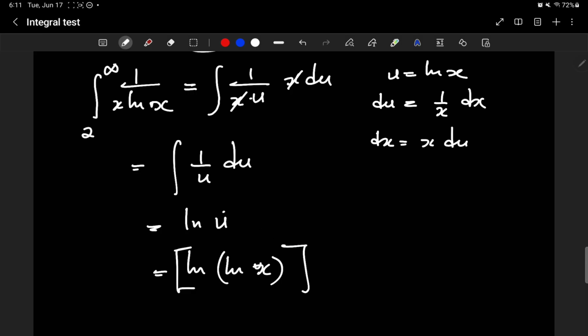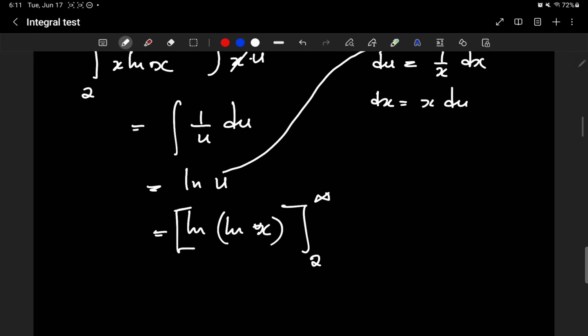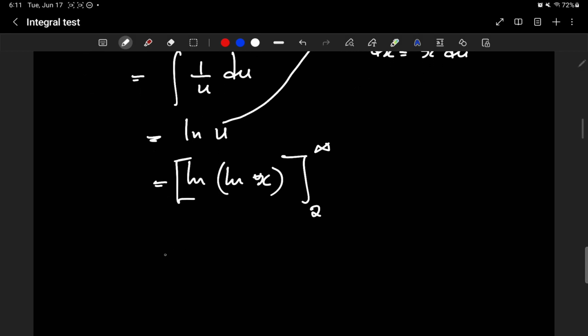So of course, I'm ending with ln of ln u because u, as we said earlier, was ln x. So the limits I'm changing from 2 to infinity. I don't really want my x to ever be infinity, so sometimes here you see them using a limit saying that we are approaching infinity. When I get my upper limit, I'll have ln of ln infinity minus ln of ln 2.